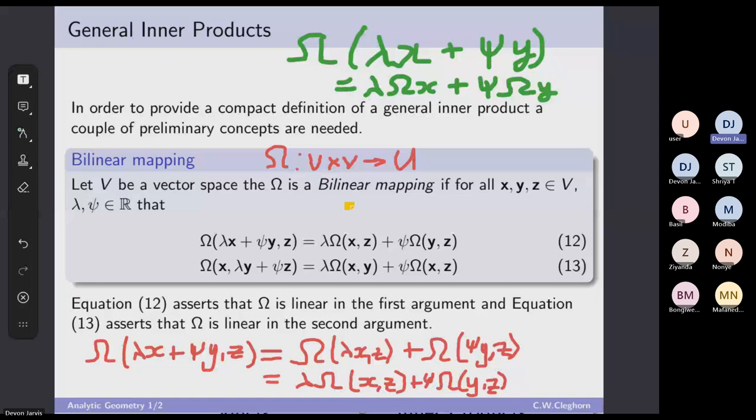Okay, cool. So what we're going to do next is talk about general inner products. We just spoke about one version of this, which is the dot product, but now there's a general notion of inner products.